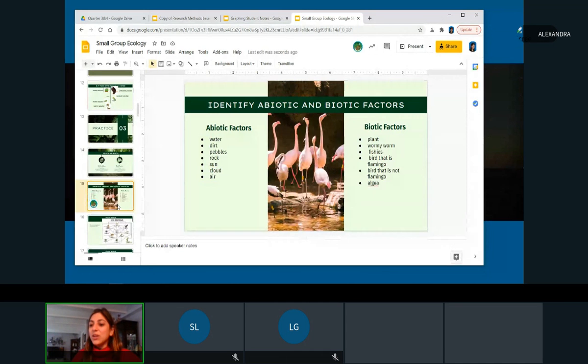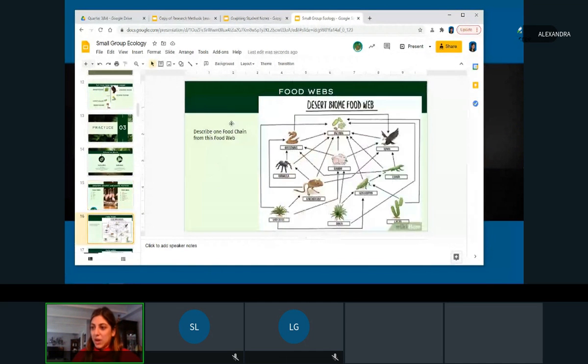Okay, so now we're going to move into our next one. We've got a couple slides that are really going to be working with food webs. So I want you to take a look at this food web, and I want you to identify one food chain. Remember that food webs are just made up of a bunch of food chains, right? So what is one food chain from this food web?